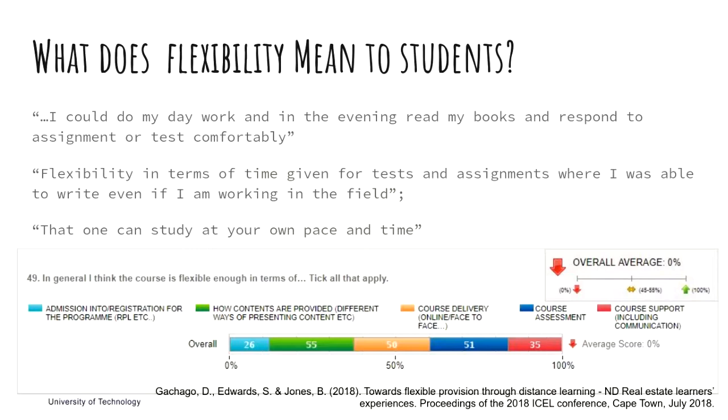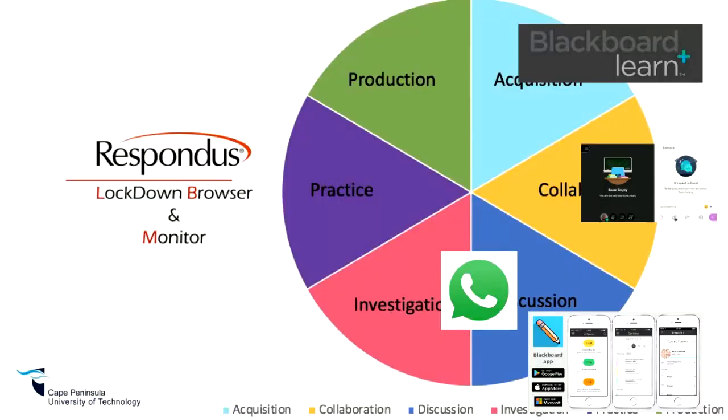This is just some of the feedback that we got from students in some research we did. We asked them, what does flexibility mean to you? And you can see what they say. I could do my day work, and in the evening I read my books and respond to assignments or tests, or the time given for tests and assignments. I was able to write even if I'm working, that one can study at your own pace and time. For them, that was really important, because most of them were in employment.